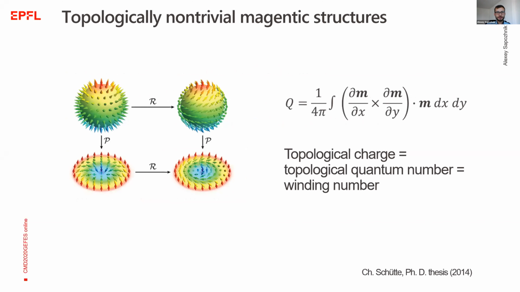Topologically non-trivial magnetic structures have a high stability against external perturbation. This property is connected to the fact that, for example, a skyrmion, shown here on the slide, cannot be smoothly deformed into a homogeneous magnetic configuration. Also, a magnetic structure can be projected onto a sphere by stereographic projection, and a topological magnetic structure is characterized by the topological charge, which is also called a winding number, represented by this integral. In other words, the winding number counts how many times the magnetization vector is wrapped around the sphere upon projecting the magnetic structure.